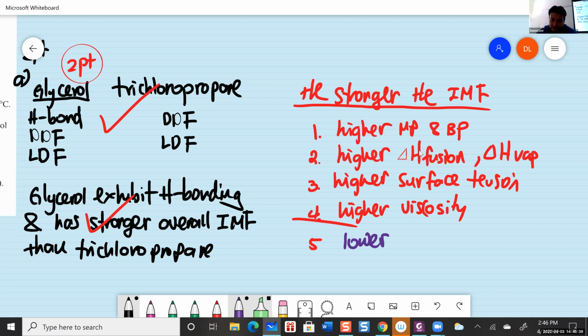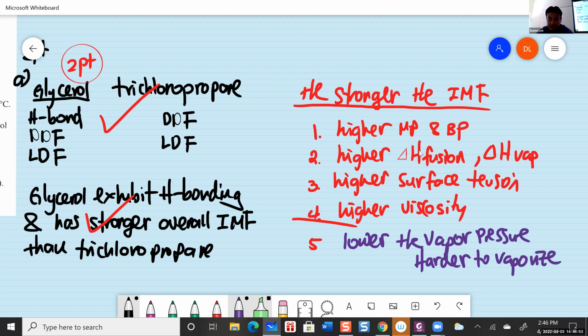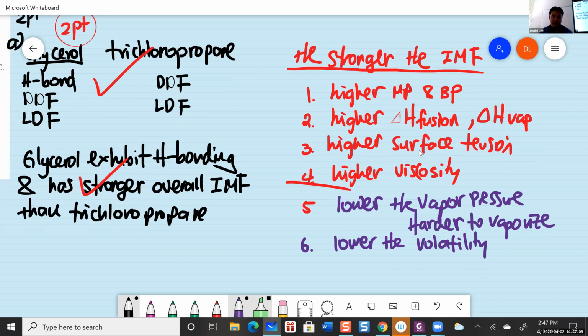Lower the vapor pressure. Just means harder to vaporize, right? Intermolecular force is pulling the water back. Kinetic energy is helping water to escape. So number 6 would be lower the volatility. Volatility is same as vapor pressure. High vapor pressure, more volatile, easier to vaporize. Low vapor pressure means less volatile, harder to vaporize.